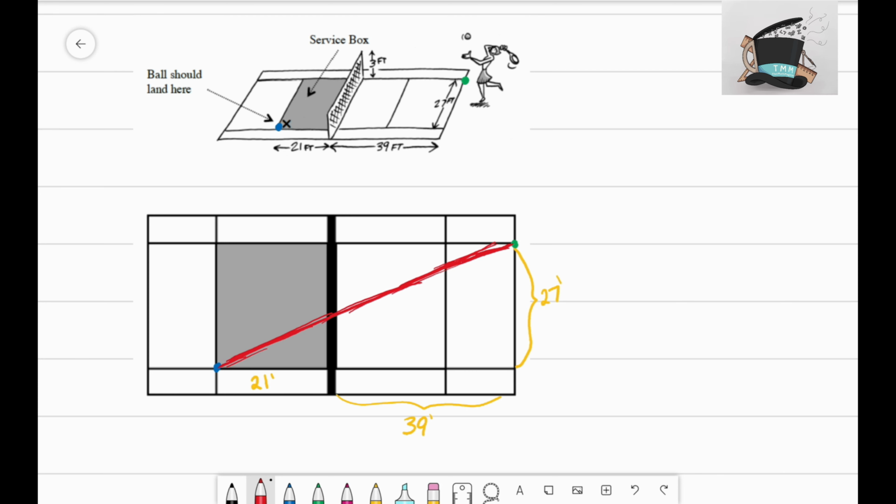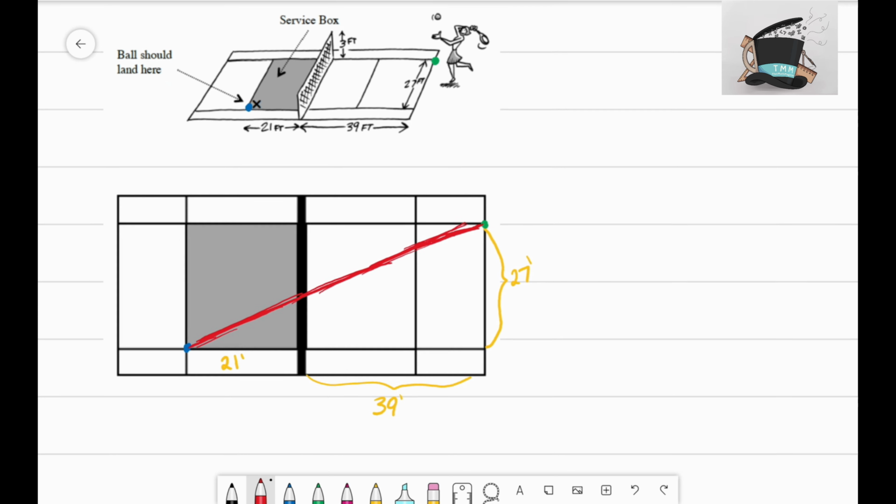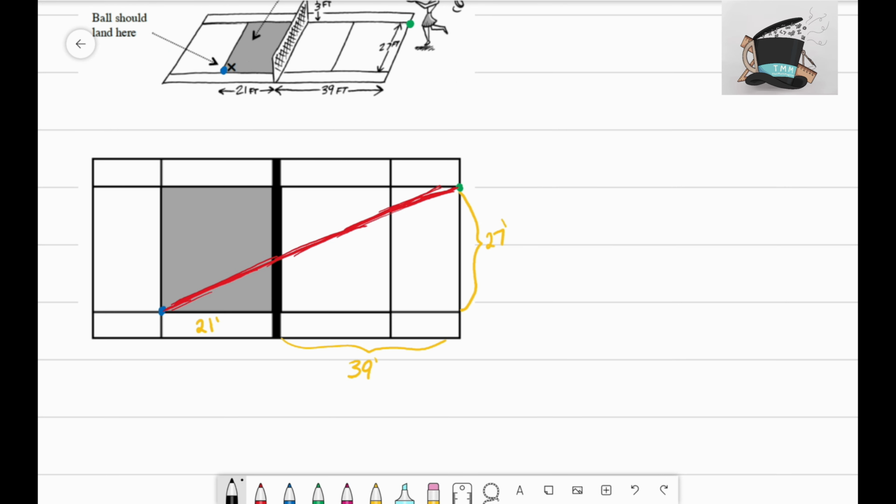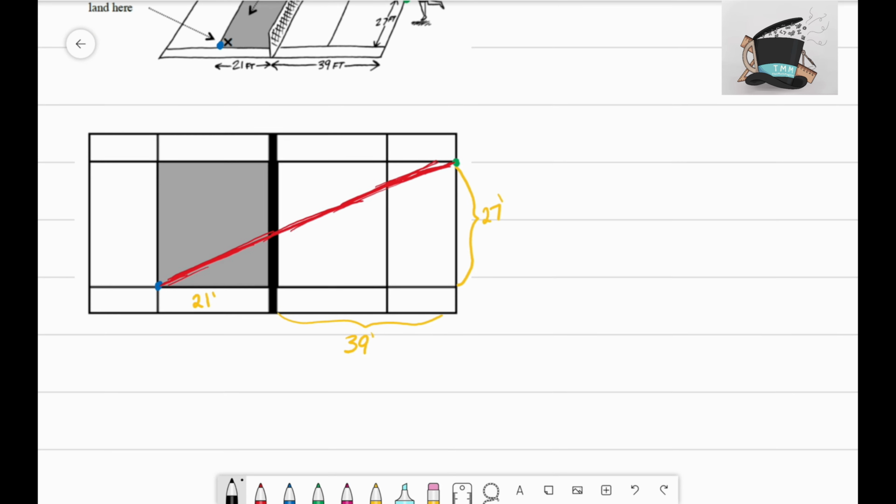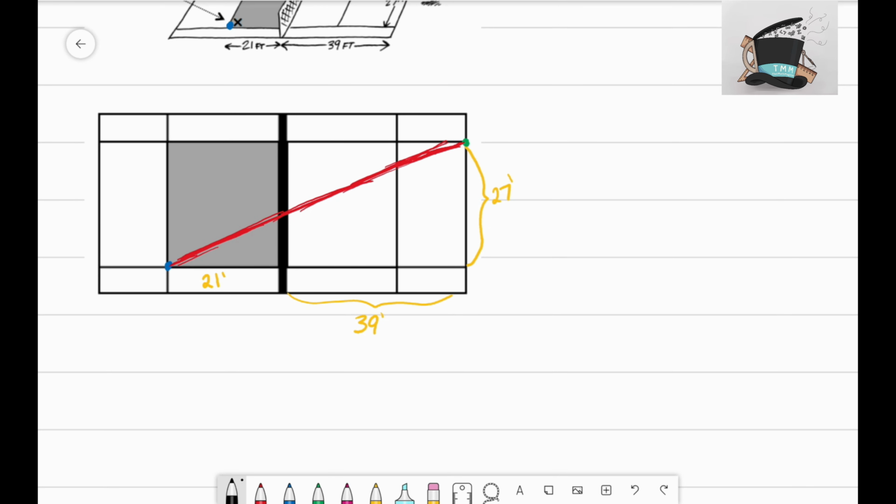All right. So we have that distance. That is the distance that the ball is traveling. The ball is getting served from the green spot. It's landing, hitting the court down here at this lower left blue spot. Now, when I do this, I end up creating two different right triangles. I'll give you a second to see if you can see them. So we end up creating two different right triangles. There's a lot of lines in this diagram.